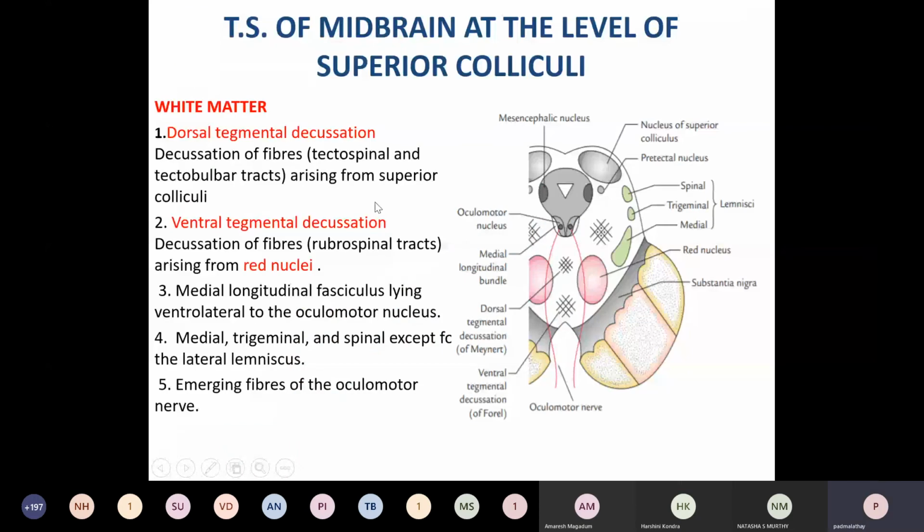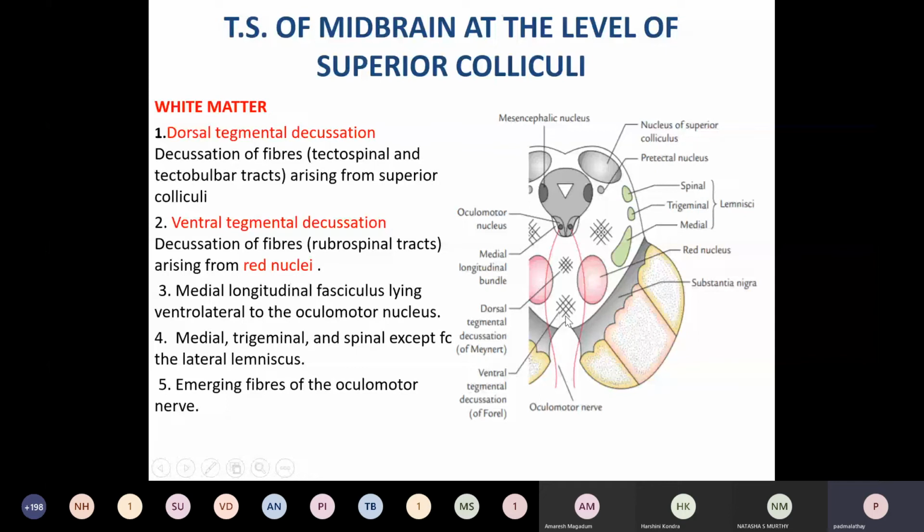Now coming to the white matter at the superior colliculus. The white matter constitutes two decussations, the dorsal and ventral decussations. This is the dorsal tegmental decussation and this is the ventral tegmental decussation. The dorsal tegmental decussation is formed by fibers arising from the tectal nucleus, that is tectospinal fibers as well as tectobulbar fibers, whereas the ventral decussation is formed by the fibers arising from the red nucleus. The fibers of both red nuclei cross each other here, which forms the ventral tegmental decussation.